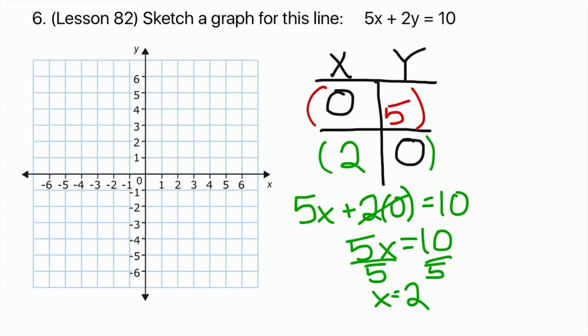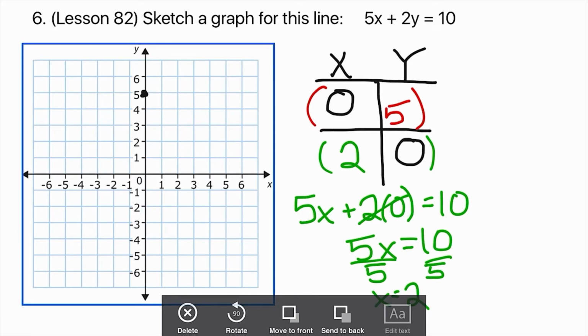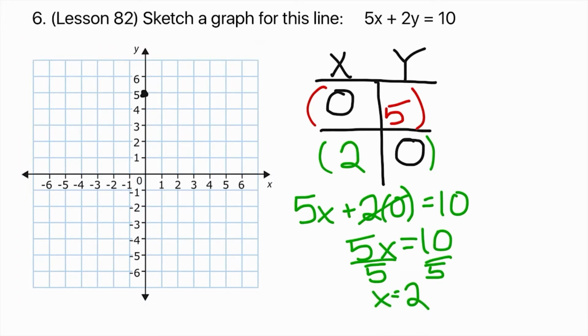So first, let's graph that y-intercept, 0, 5. So x is 0, but y is 5, so I need to go up 5 and put a dot there. And next, let's do 2, 0. So I need to go x2 and then y is 0. So we're just going to put a dot on the 2. And now I need to connect these dots as best I can with a straight line and put arrows showing it extends in both directions.